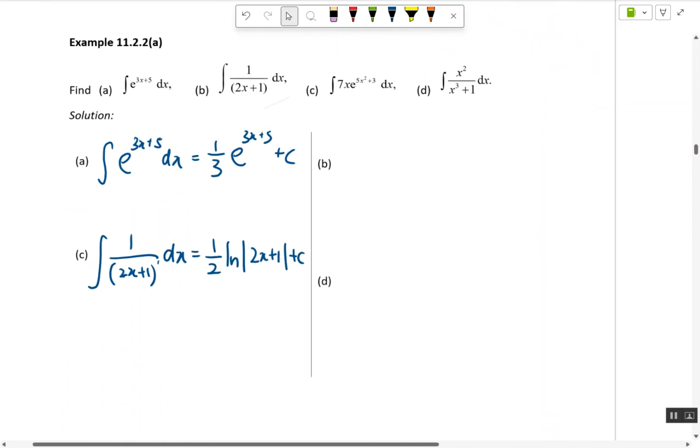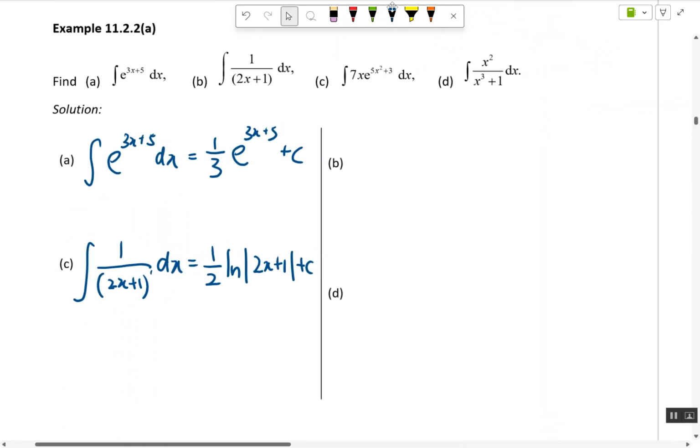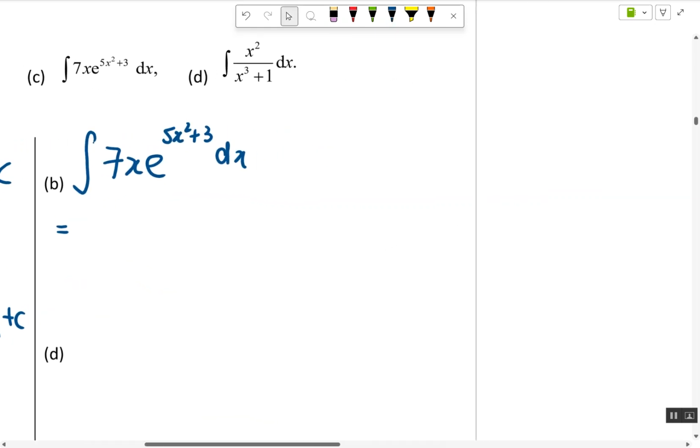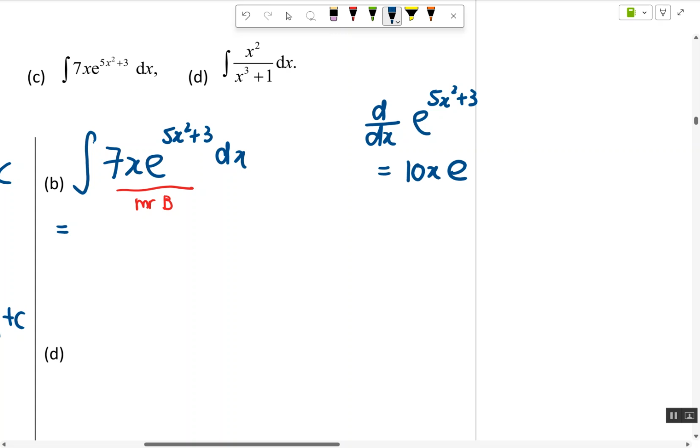If you look at C, the integral of 7x e to the power of 5x squared plus 3. There's no way you can immediately write down the answer for this. I'm going to tell you that there's no way. So in order not to screw up, let's just think. Now this is a Mr. B. What do I differentiate to get this guy as a result? I'm thinking of Mr. A, which is, if I differentiate e to the power of 5x squared plus 3, what am I going to get? Differentiate the power, 10x. Put in front, e to the power of 5x squared plus 3 remain.